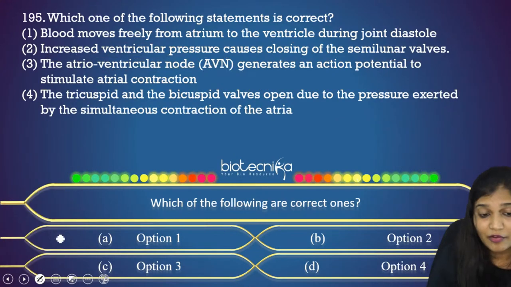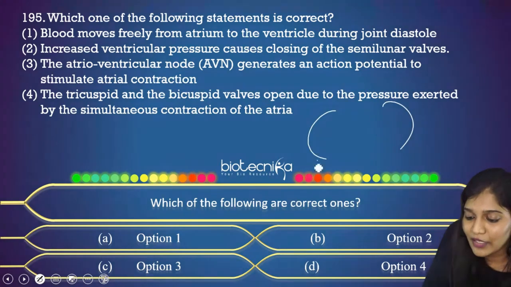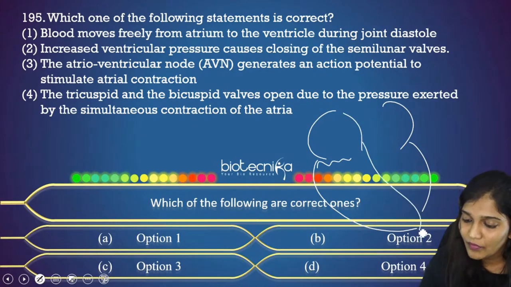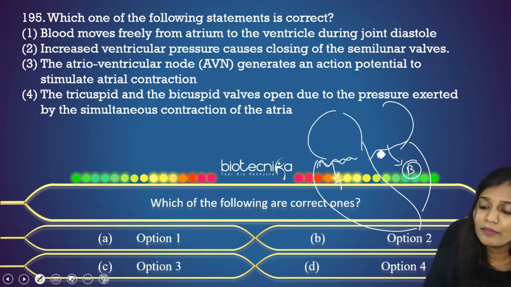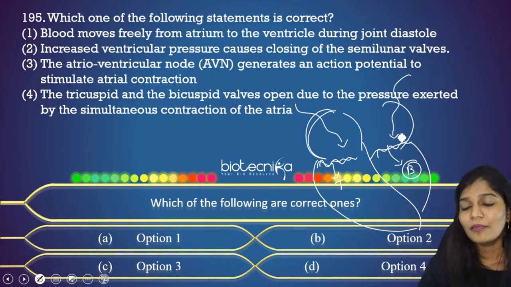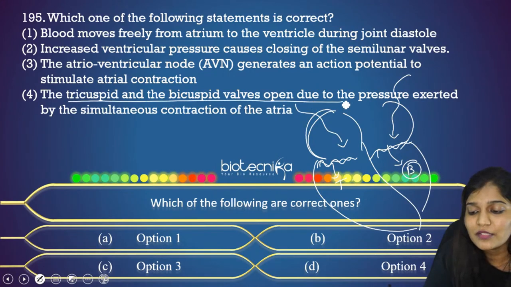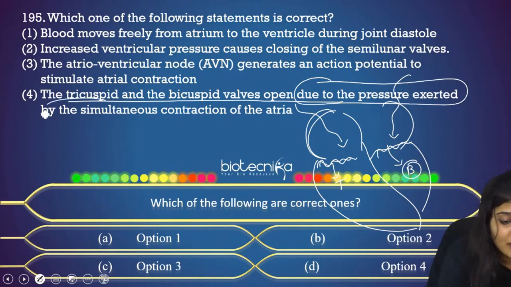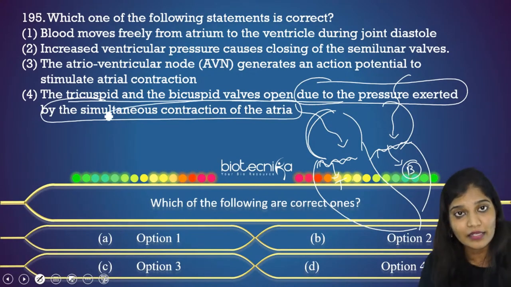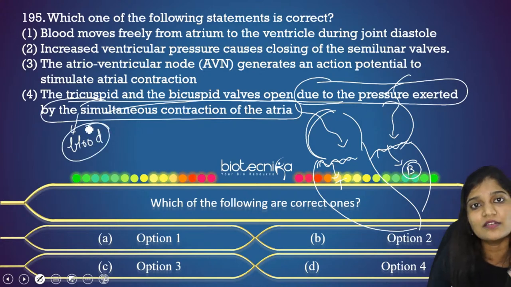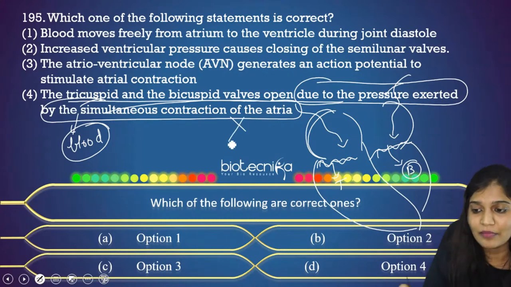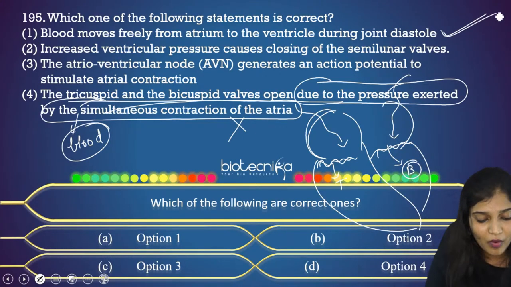The next statement is a very tricky statement. We know about tricuspid and bicuspid valves. Listen carefully. So this is the tricuspid valve and this is the bicuspid valve. And these valves will open when the blood comes from the right atrium and from the left atrium. But they have given a very tricky statement: tricuspid and bicuspid valves will open due to the pressure exerted by simultaneous contraction of atria. Yes, but the pressure is not exerted by atria. The pressure is actually exerted by blood. They have not talked about blood here. Pressure exertion is mainly happening by the blood. So this is also a wrong statement. So the correct statement for this question is option number 1.